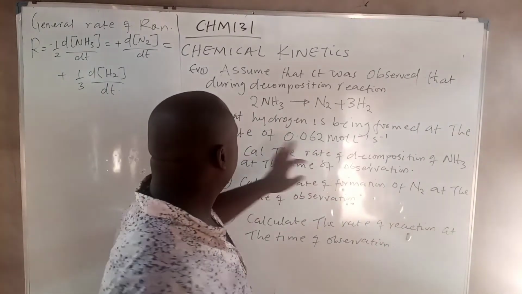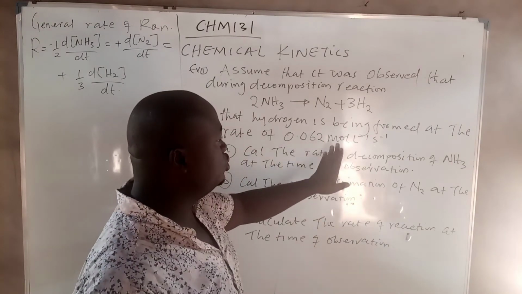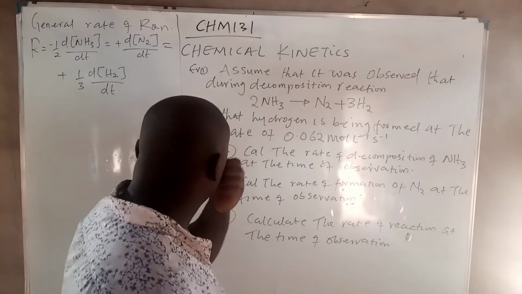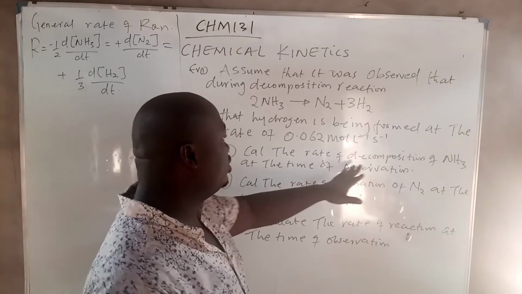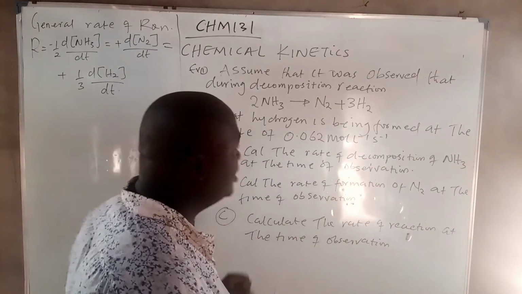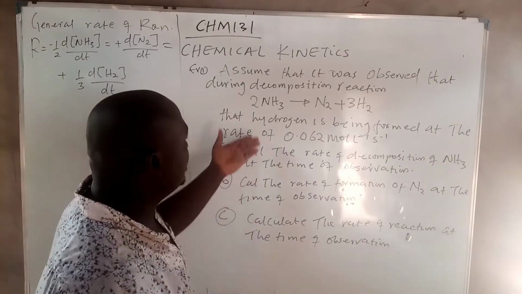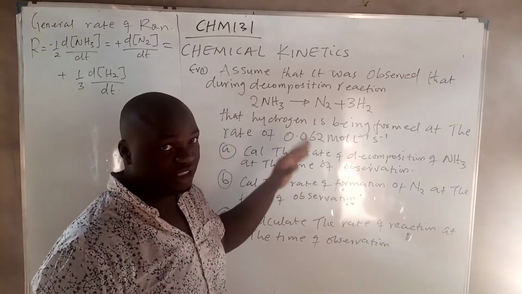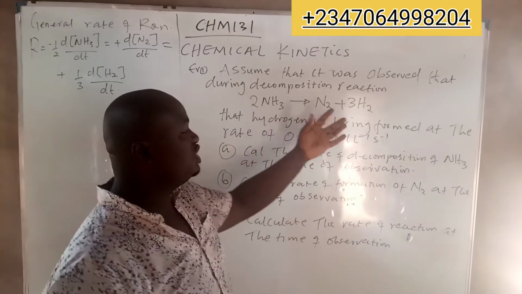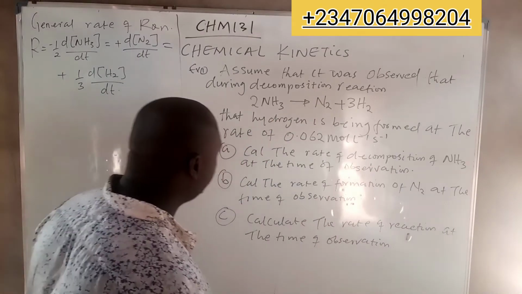being formed at the rate of 0.02 mole per second. Now, the question is, calculate the rate of decomposition of ammonia. Now, look at the question, you can see that ammonia is a reactant, that means it's decreasing, it's disappearing, while nitrogen and hydrogen are increasing.